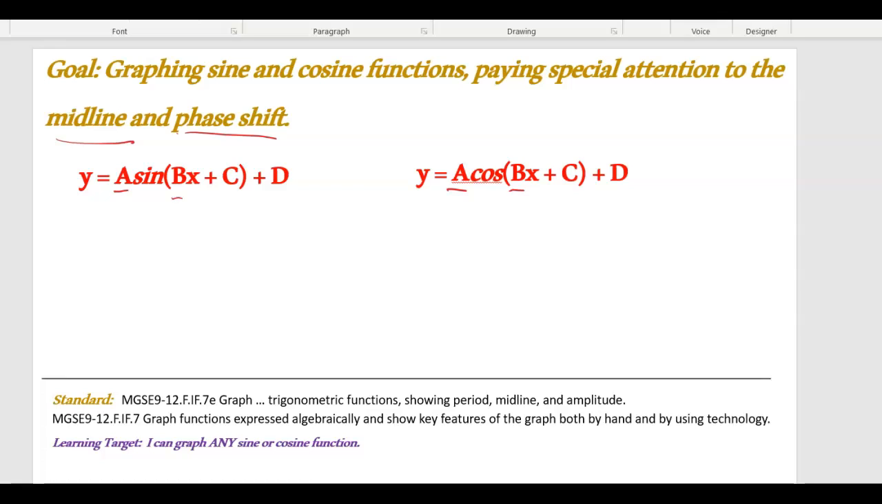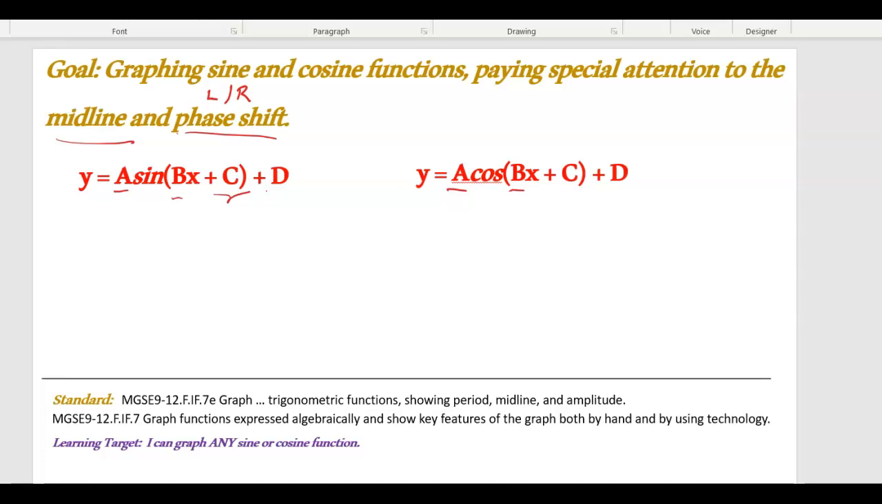So phase shift has to do with adding C, or adding or subtracting within the argument. And anytime you add or subtract to the x value within the function, you're going to shift the function left or right. So the phase shift is going to shift me left and right, and that's where the challenge is. That's where most, if there's a struggle to understand or a struggle to find something, it's phase shift. Phase shift can be challenging.